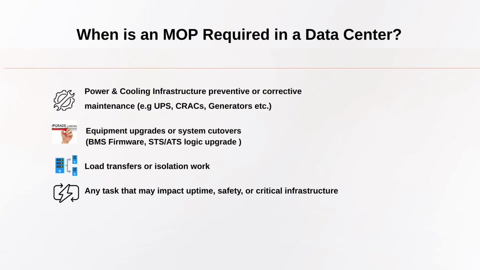When is a MOP required in a data center? It is required any time a task could potentially impact uptime, safety, or the functionality of critical infrastructure. It's not just paperwork, it's a safeguard for operations. First, MOPs are essential during preventive or corrective maintenance on power and cooling systems. For example, when performing a load bank test on a UPS system, replacing a failed generator starter, cleaning CRAC filters, or using thermal imaging to scan for hotspots on a power distribution unit, each of these activities involves inherent risk and requires a structured approach.